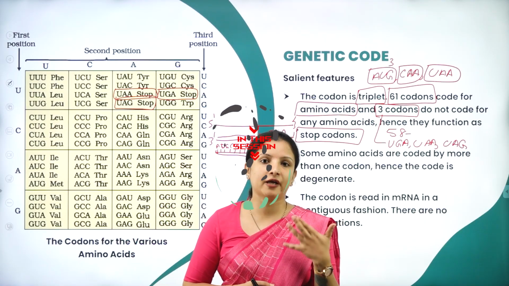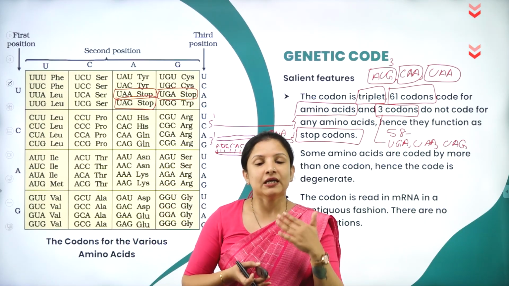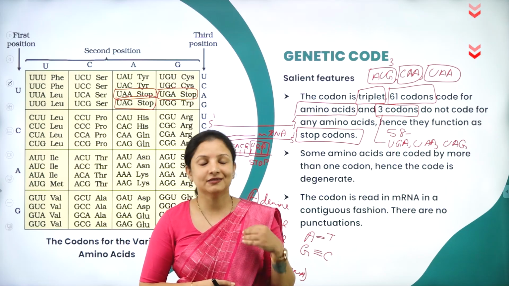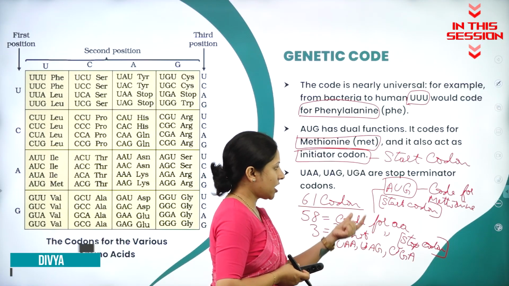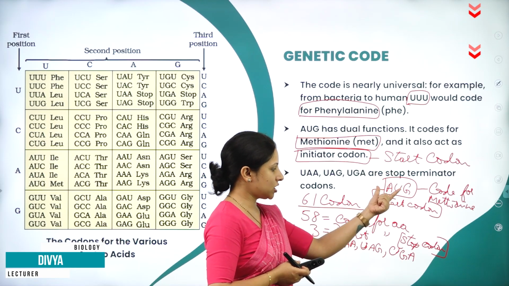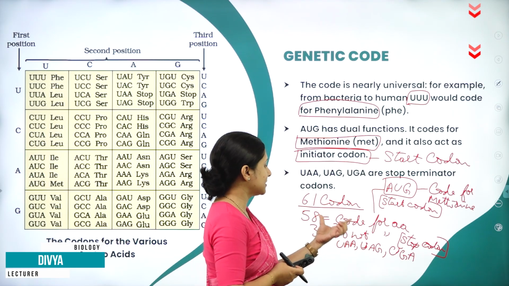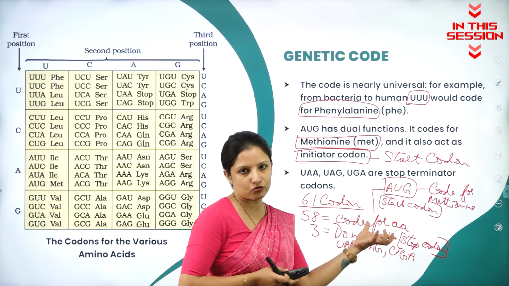21 types of amino acids need to be produced. In that, some of the amino acids will be coded by more than one codon. Therefore, the initiator or start codon is AUG and the stop codon is UAA, UAG or UGA.